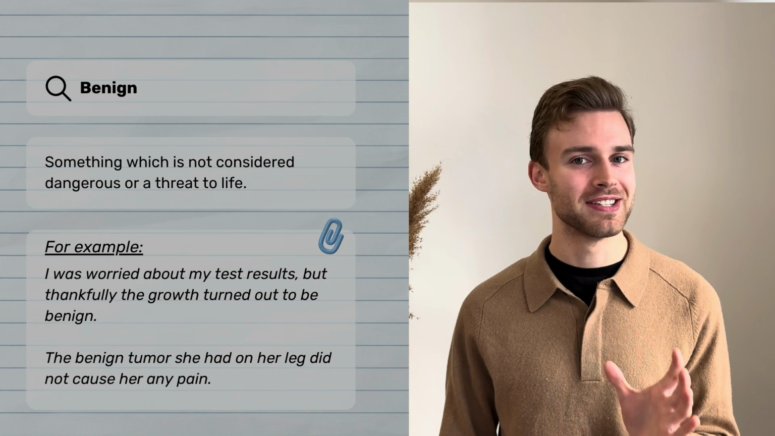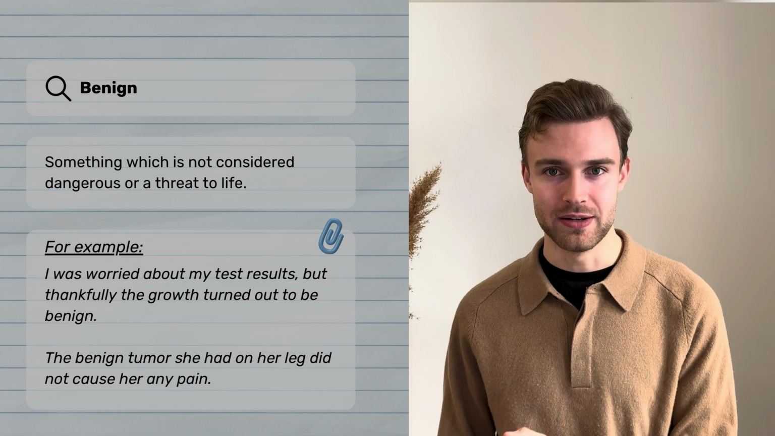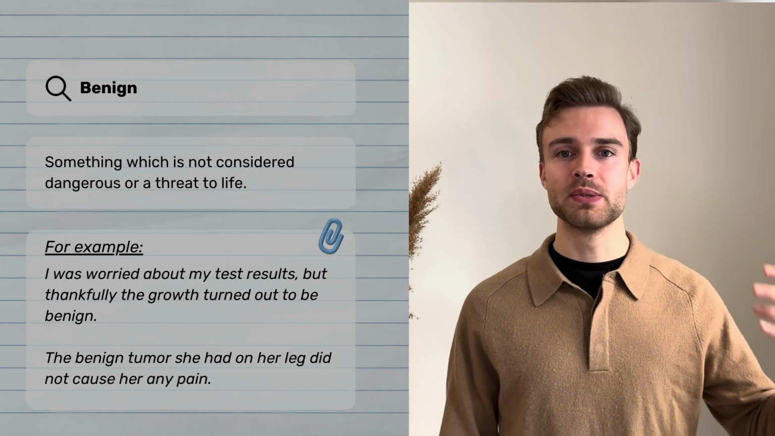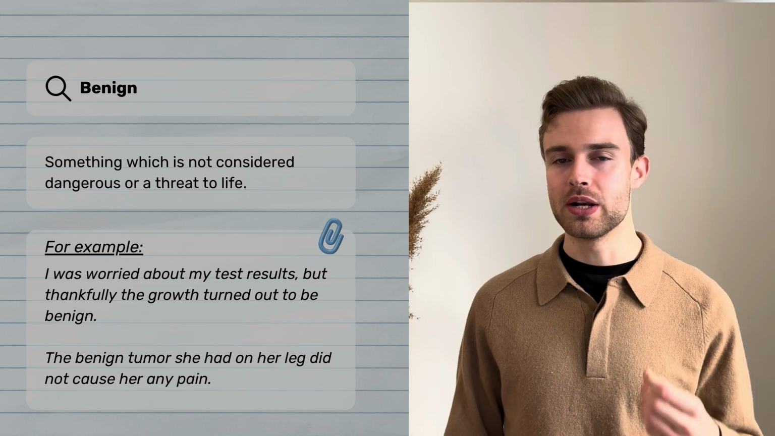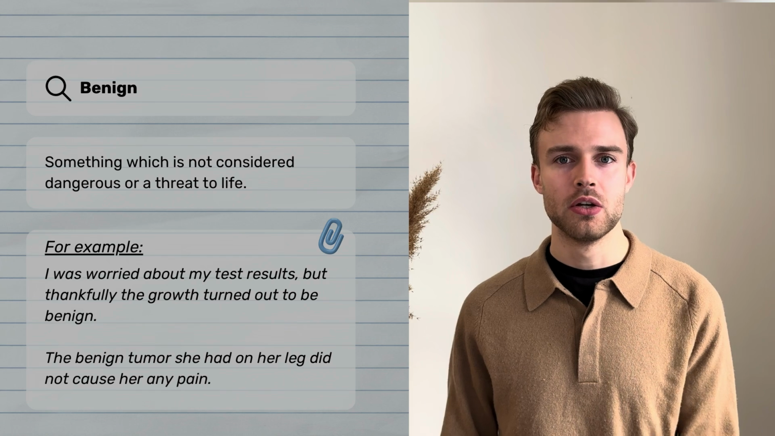Now, the next word on our list is benign. So the G is silent. We don't pronounce it. We say benign. Benign. Now, when something is benign, it's not dangerous, it's not harmful, it's not a threat to your life.